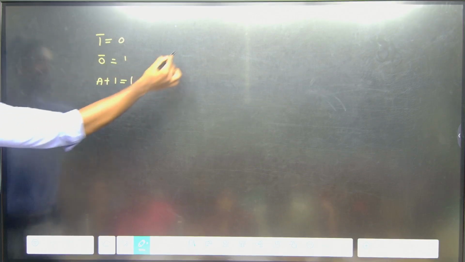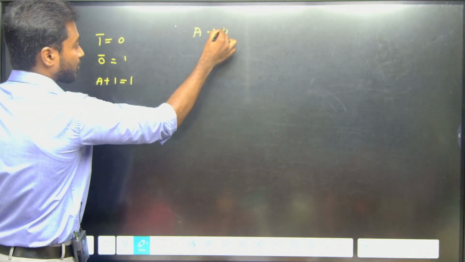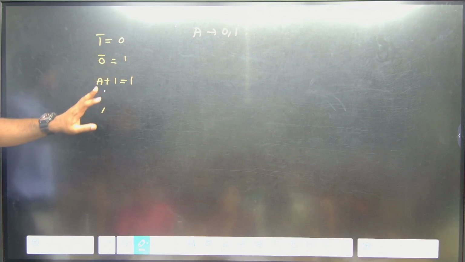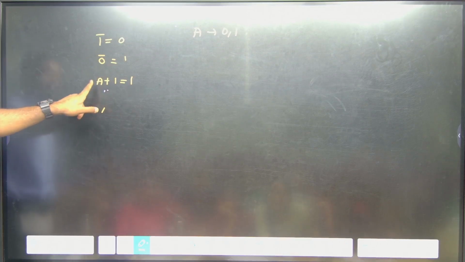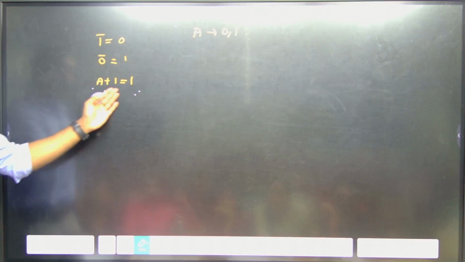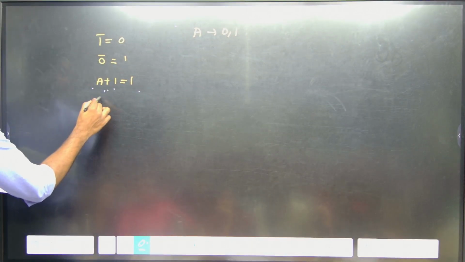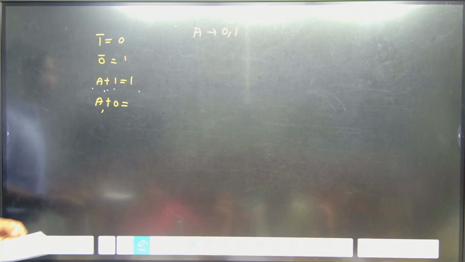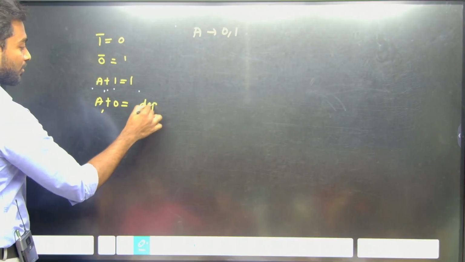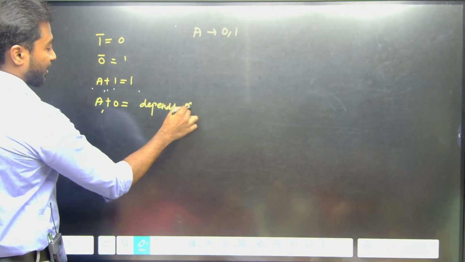A can be either 0 or 1. So see only the operations. I am using plus here. 0 plus 1 will be 1, 1 plus 1 also will be 1 only. The next one, A plus 0 will be equal to, A plus 0, 0 or 1. It depends on A, that's it.